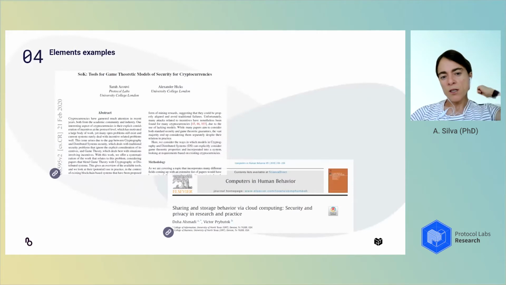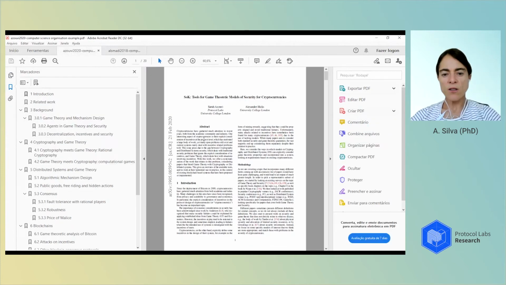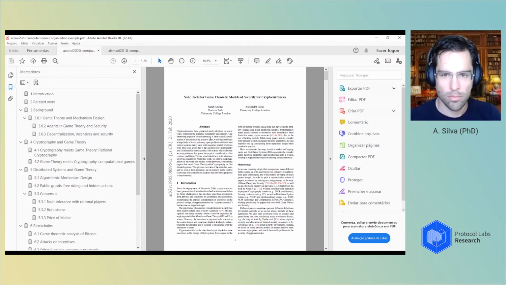So what I decided to do today was to share with you a couple of examples, very different ones in computer science. One is published in a conference: tools for game theoretic models of security for cryptocurrencies. And another one is, let's say, more generalistic. It was published in the journal Computers in Human Behavior. So I'm going to showcase to you this first PDF, this paper I was showing you.